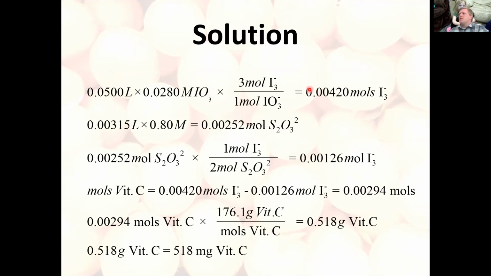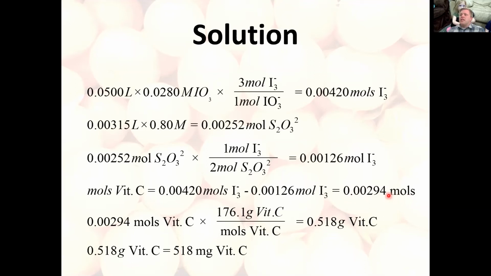Now notice we started with 0.00420 moles of I3 minus, and we only used up 0.00126 moles of the I3 minus with the thiosulfate. So where are the rest of the moles of I3 minus coming from? Well, they're coming from a reaction with the vitamin C unknown, right? So the way we're going to find out the moles of vitamin C is we're going to start with our starting number of moles of I3 minus, subtract the number that were used up by thiosulfate, and that will give us 0.00294 moles of vitamin C.